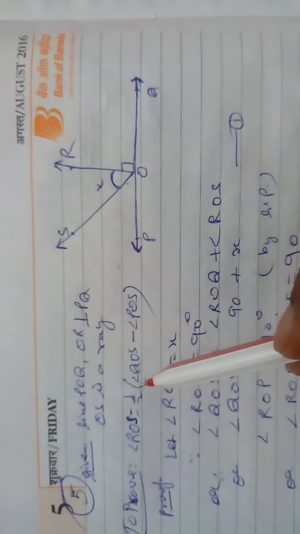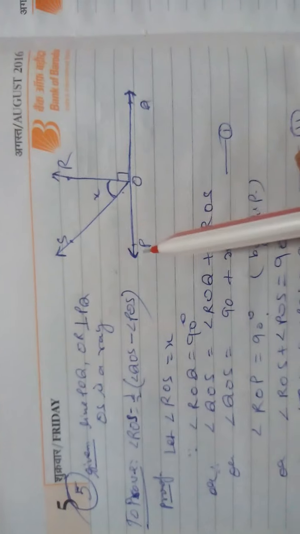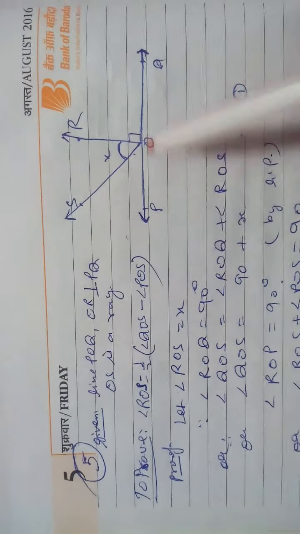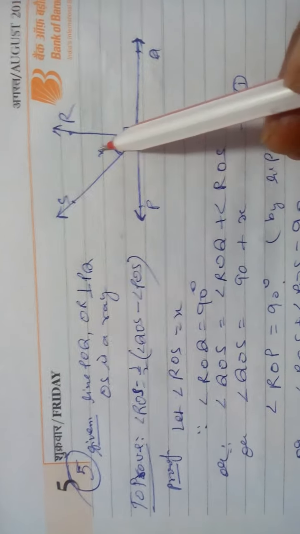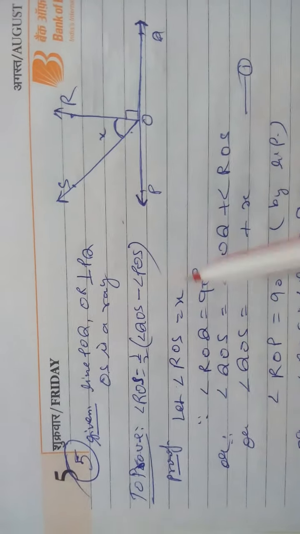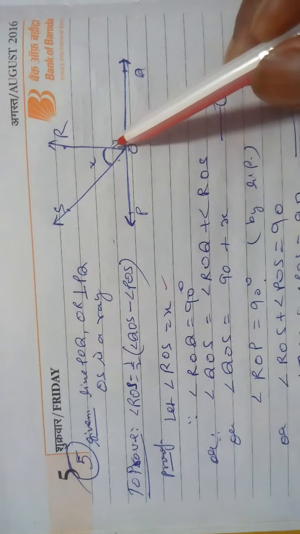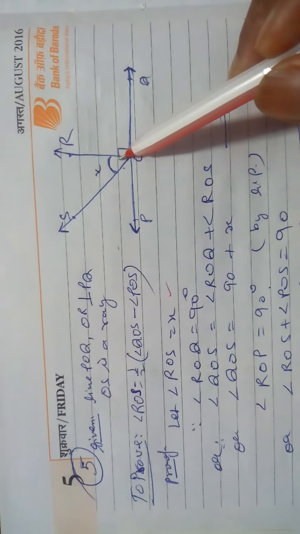See here, you are getting this figure. POQ is a straight line. OR is perpendicular on it. It is 90 degrees. You want to prove this small angle. So first of all, I am letting this angle be x. Given, to prove, and proof. The heading is very important. ROS you are writing as x.